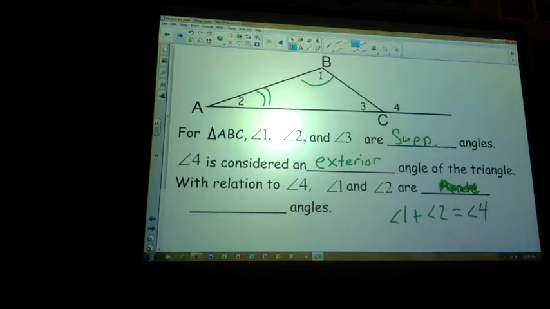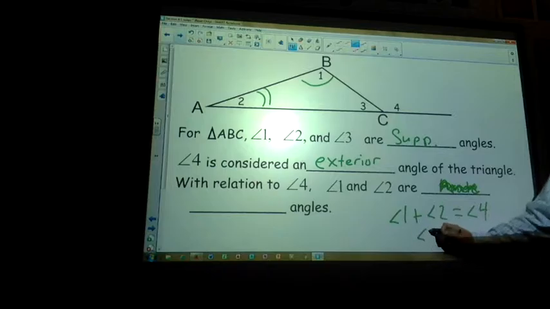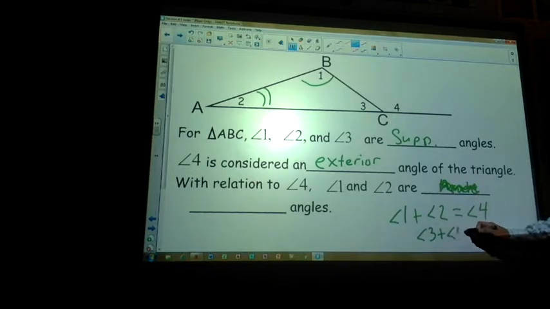Wow. So, yeah, that's the thing. And something else you would also know is that angle 3 plus angle 4 have to equal 180 degrees, because they're a linear pair.